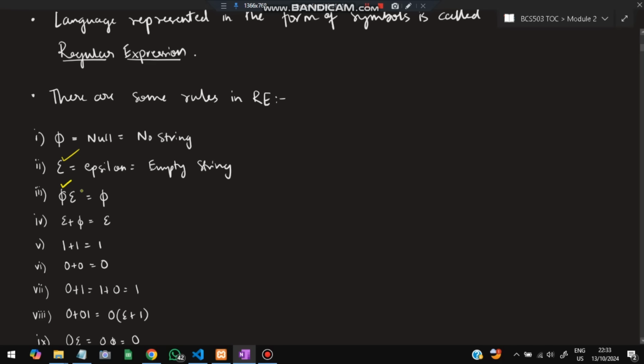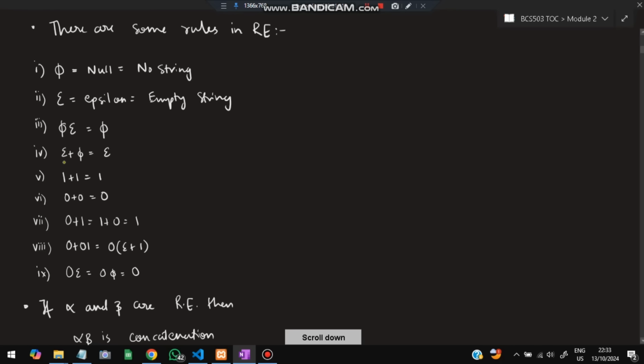If you multiply the null symbol with the epsilon symbol, it is equivalent to multiplying 0 with 1, and you will get 0 itself. So null times epsilon gives the null value only. And if we add epsilon with the null value, we get epsilon, like 1 plus 0. So 1 plus 1 is 1, 0 plus 0 is 0, 0 plus 1 is equal to 1 plus 0 is equal to 1. If you take 0 as common, you get 0 multiplied by empty string plus 1. 0 multiplied by empty string gives 0, and 0 multiplied by 1 gives 0 1. And 0 multiplied by epsilon or 0 multiplied by null, both are equal to 0.